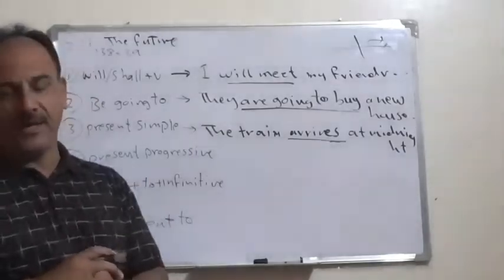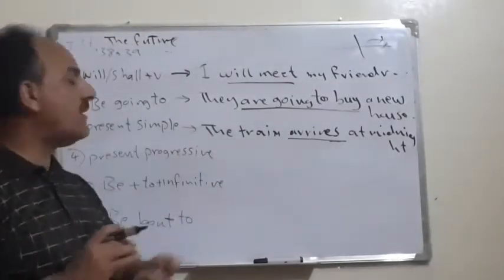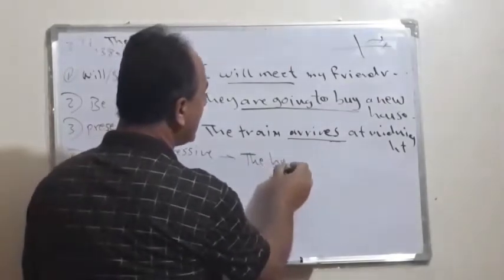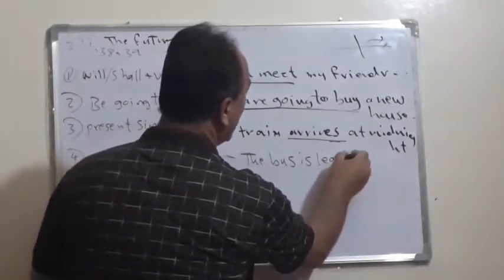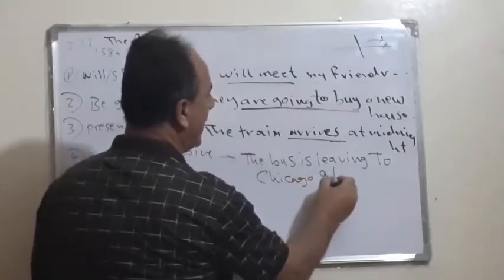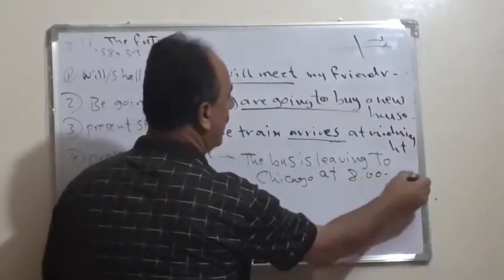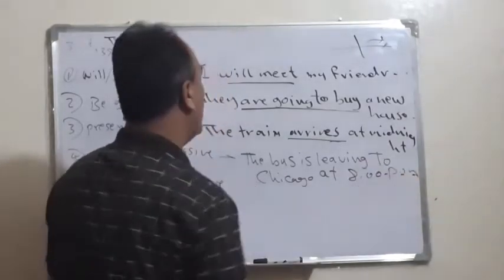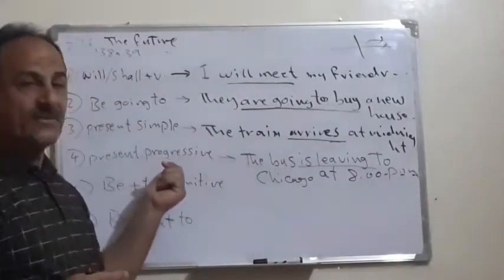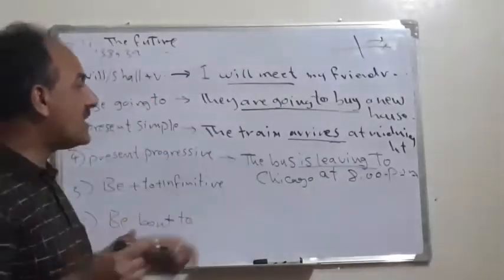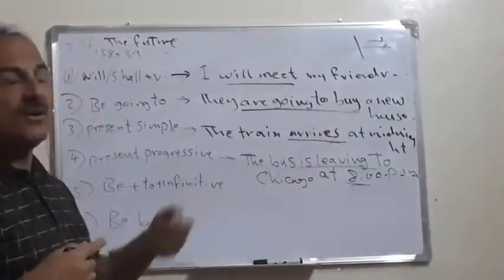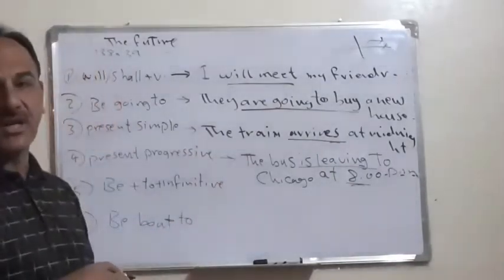Or it is possible to use the present progressive to mean the future. For example, we can say the bus is leaving to Chicago at 8 o'clock p.m. See, the bus is leaving is present progressive, continuous, because we have ing on the verb. But because the time is still in the future, not yet coming, it has a meaning of the future.